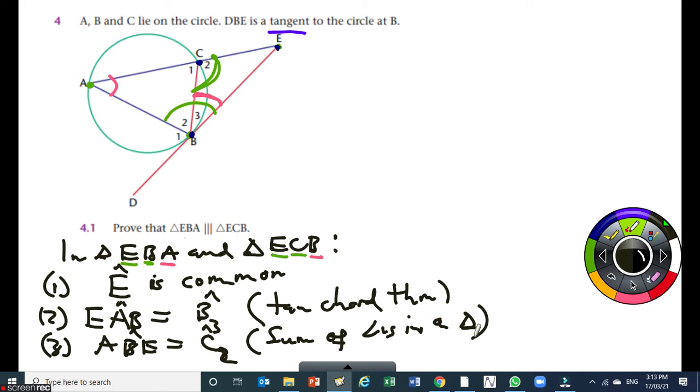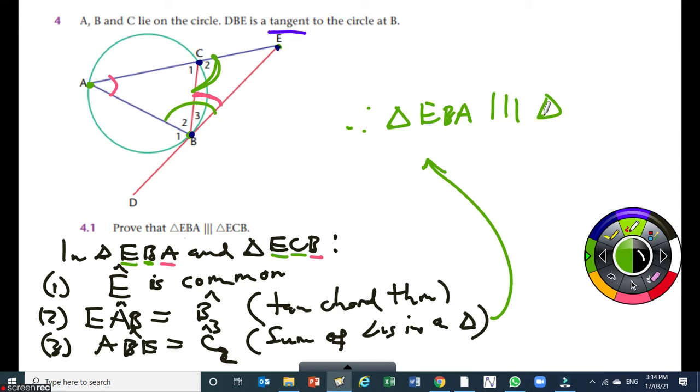Okay, so from here I can now say, therefore, triangle EBA is similar to triangle ECB. And my reason: triple A. Then I'm done.